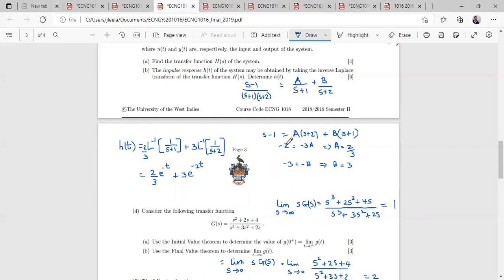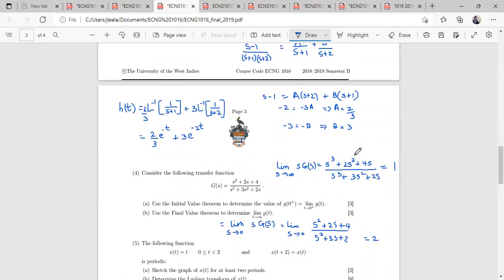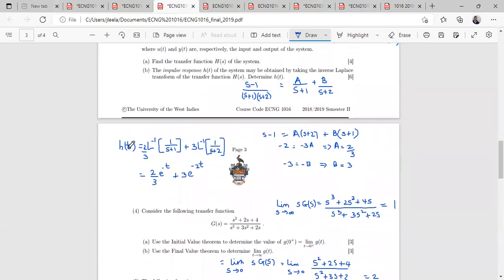Is minus 2. So a is 2/3, right? So it's just to take the Laplace inverse: 2/3 times 1 over s plus 1, plus 3 times the Laplace inverse of 1 over s plus 2, which is 2/3 e to the minus t plus 3 e to the minus 2t.